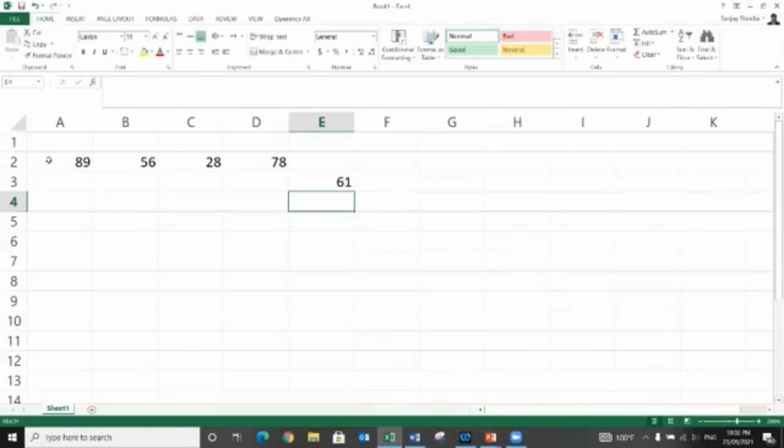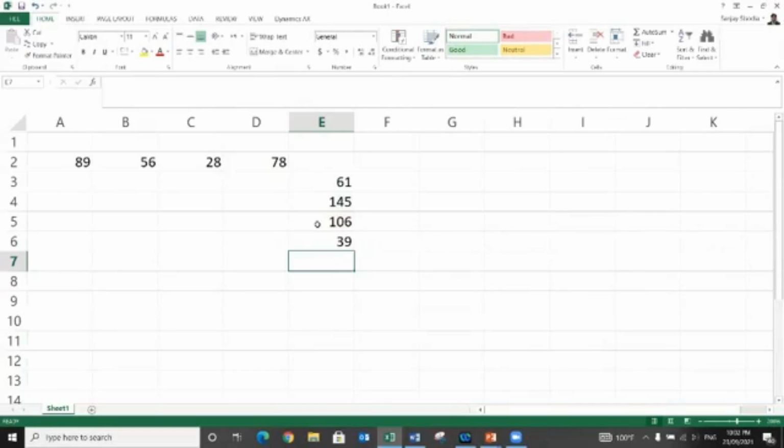I want to first add 89 and 56, then deduct 28 plus 78 from the total of 89 and 56. So one way is to do it like this: 89 plus 56, then 28 plus 78, then 145 minus 106. So I got my result as 39. This is the simple way.